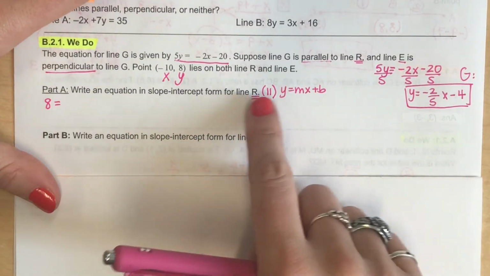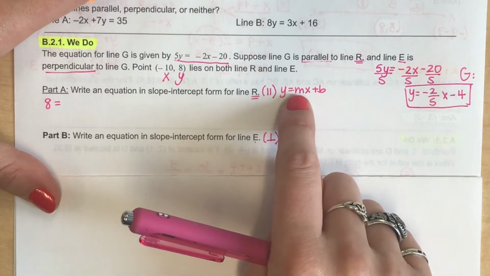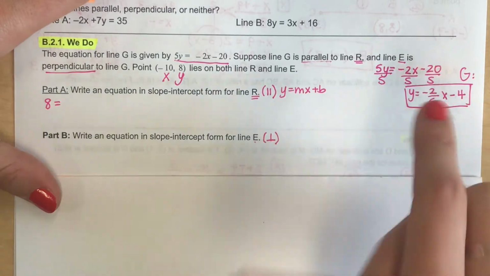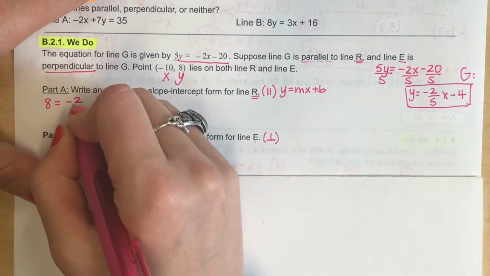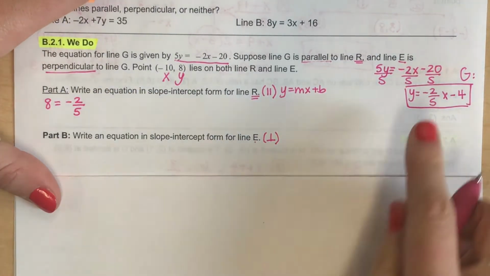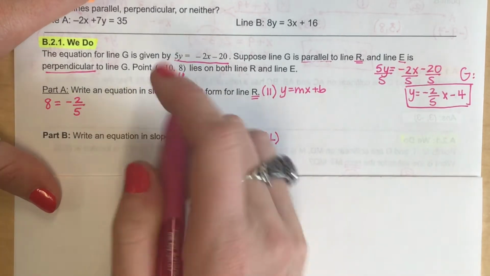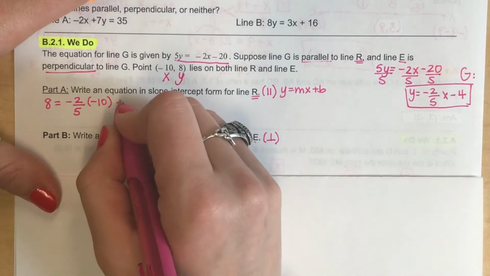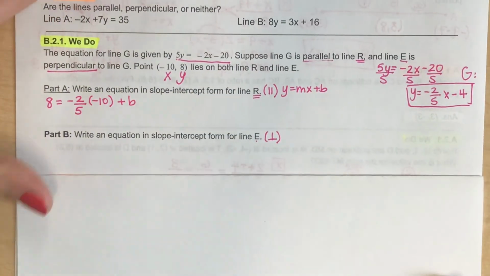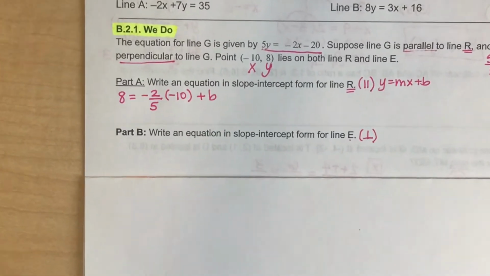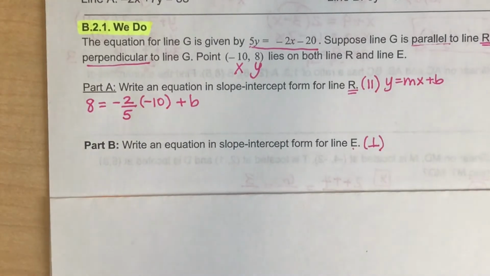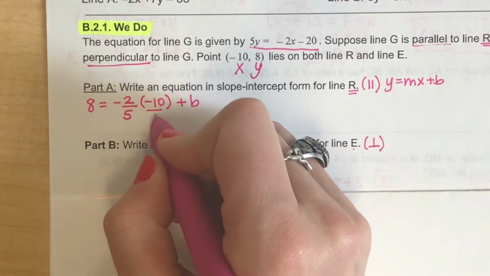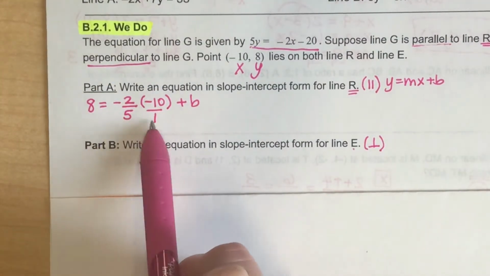equals, now it's a parallel line, so the slope should be the same. So I'm going to take this exact same slope, -2/5, and I'm going to just copy it. My x is a -10, and I don't know what my b is. That's what I'm going to figure out. Now, don't let this fraction scare you. You can put it over a 1 and multiply straight across.